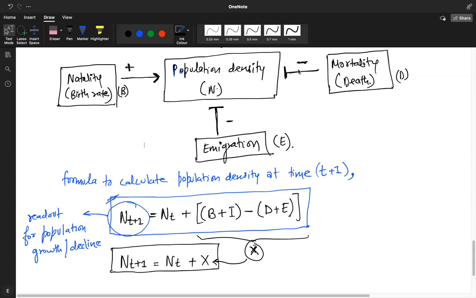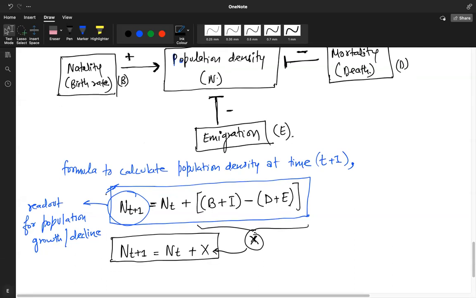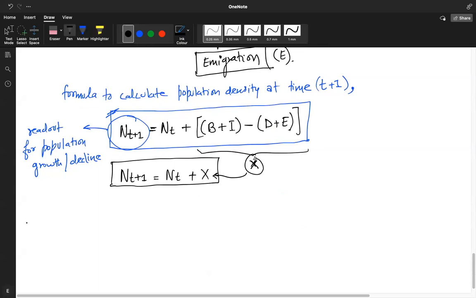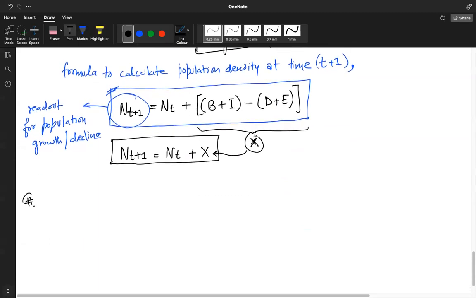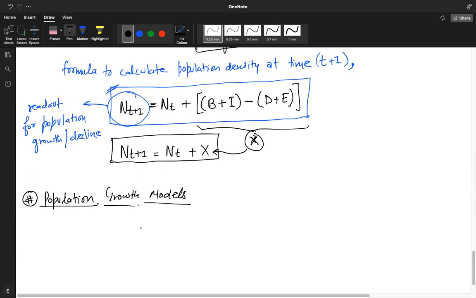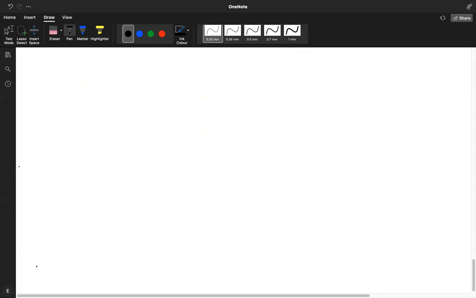Okay, now we are going to study some bit of mathematics, but it is simple. So you will just be with me. You understood how to calculate population growth, right? So let's talk about some population growth models. Pay attention, and if you do not understand anything, please do ask.